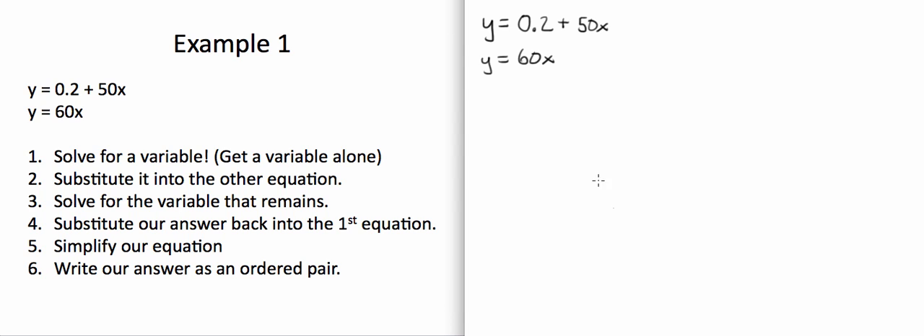Our first step, step 1, says to solve for a variable. That means we need to get the variable alone. It doesn't matter which variable it is. It can be x or y. In this case, in both of these equations, y is by itself, so step 1 is basically already done. The variable that we solved for was y equals 0.2 plus 50x.